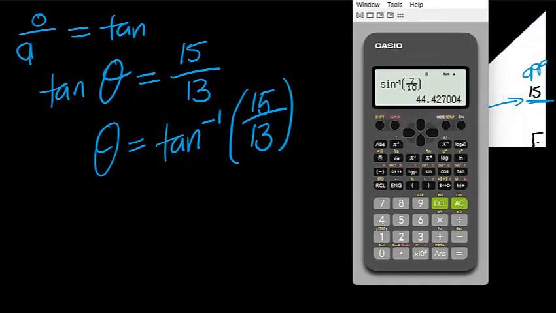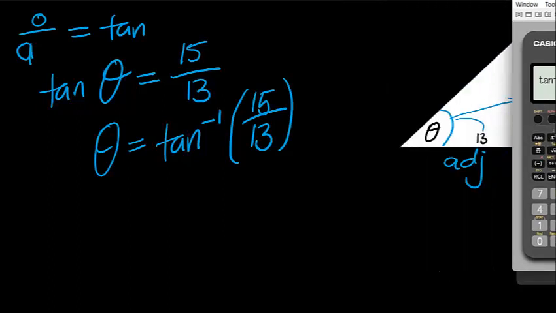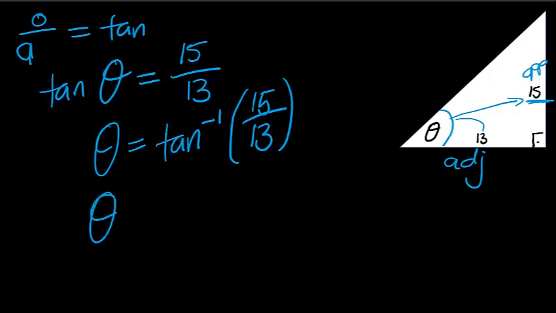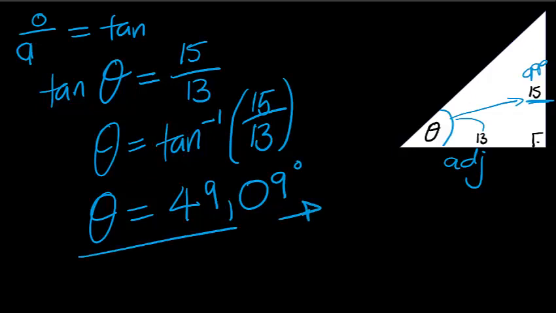Calculator, I say shift tan, so I have tan minus 1, fraction 15 over 13, close bracket, and that gives me 49.09 because we're going to 2 decimal places. 5 means 8 becomes 9. 49.09. Theta is equal to 49.09 degrees. Final answer. Next question.